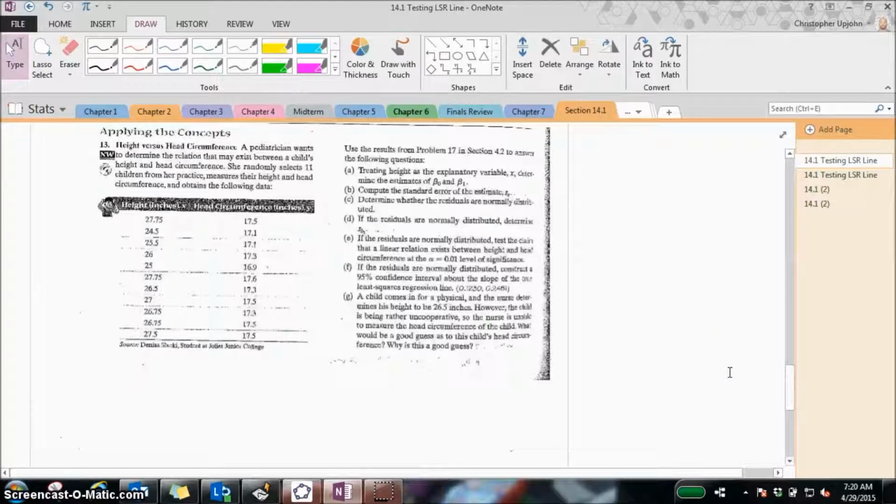All right, we're going to do an example here. We have height versus head circumference. A pediatrician wants to determine the relation that may exist between a child's height and head circumference. Hopes that's not true because my daughter has a giant head. She randomly selects 11 children from her practice, measures their heights and head circumferences, and we get the following data. I believe we've used this data before, but we're going to use it again. Treating height as the explanatory variable, x, determine the estimates of beta naught and beta 1. All that's asking for is the linear regression line.